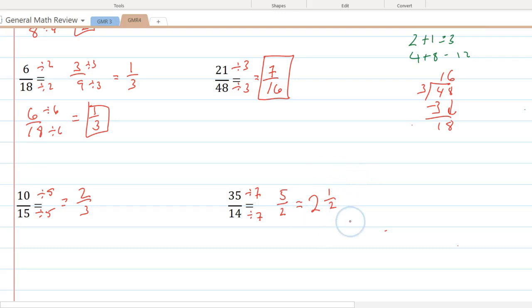And if that didn't make sense to you, you can always do this. 5 being divided by 2. 2 goes into 5 2 times. That's a 4. Subtract by 1. And that gives me 1 over 2 left over.